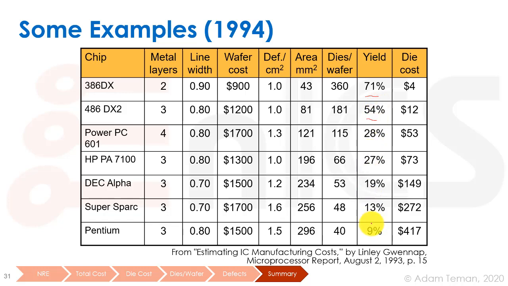But if you look at the Pentium, we already had a 9% yield. That was really low, and it was probably due to the large die size. You can see similar things here with the DEC and the Super Spark, where we had really low yields, and that really drove the price up.